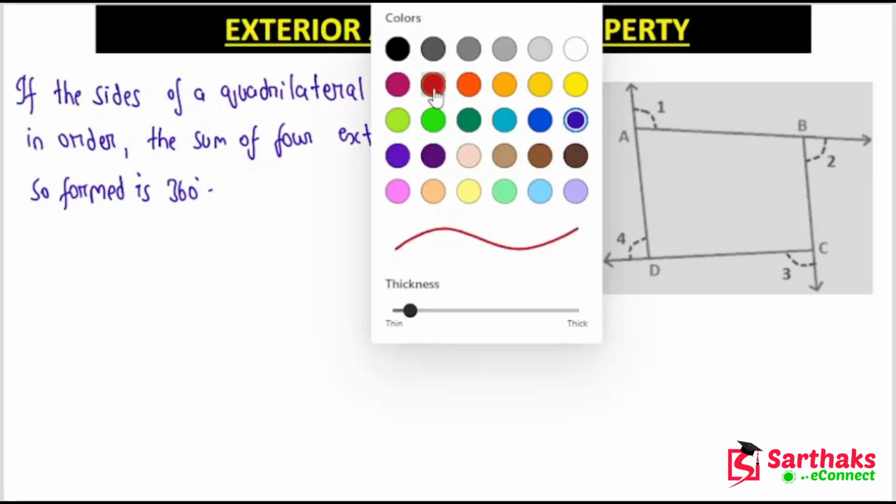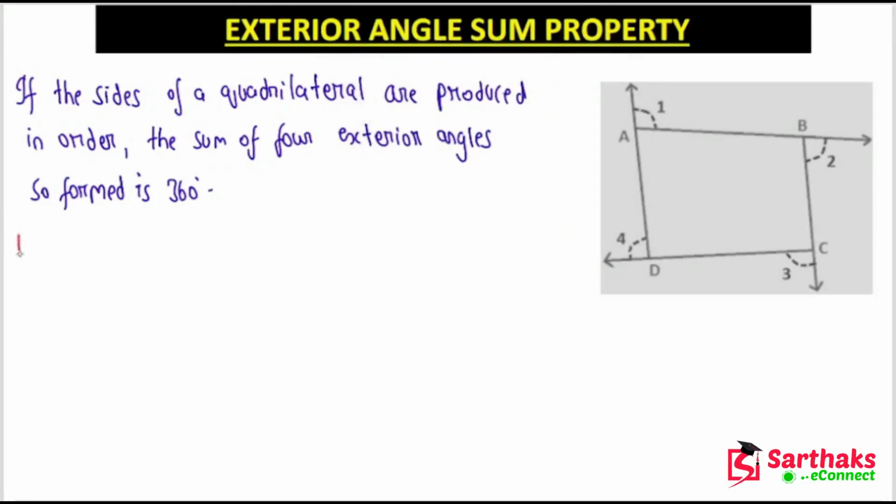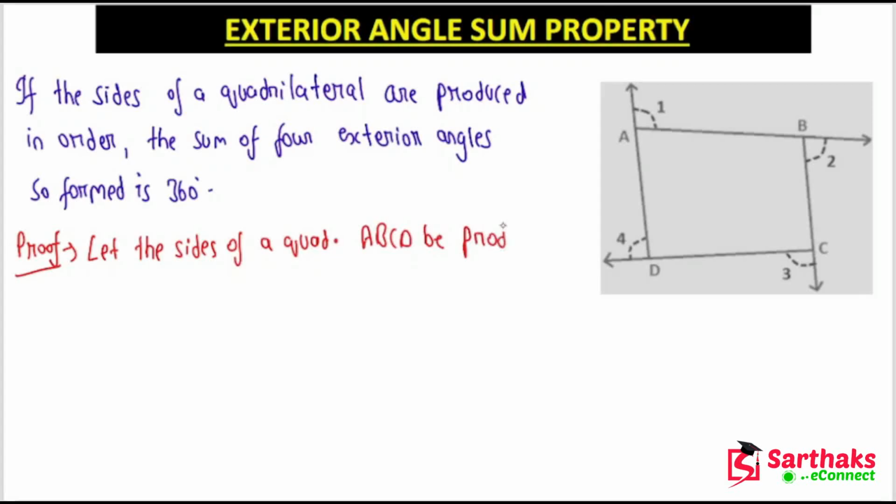So do we have a proof for this? Yes, we do have a proof. Let us try to prove it with the help of this figure. Right, let us try to prove this exterior angle sum property. Now let the sides of this quadrilateral ABCD be produced. Okay, let us produce the sides of this quadrilateral ABCD.